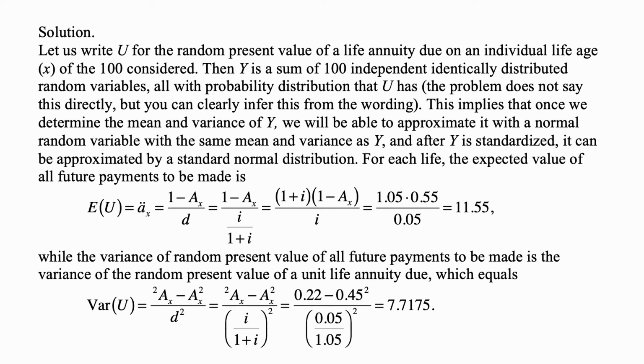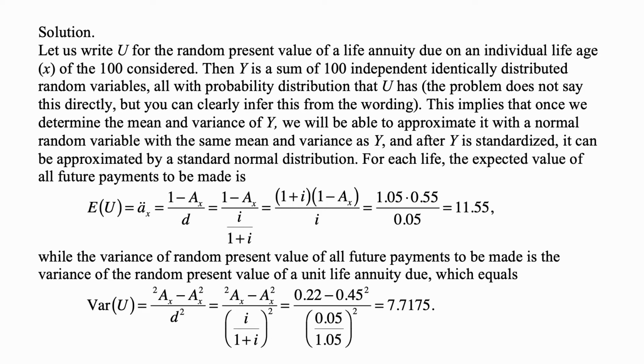And here's the solution. Let us write U for the random present value of a life annuity due on an individual life age X of the 100 considered. And Y is a sum of 100 independent, identically distributed random variables, all with the probability distribution that U has. That's basically what the problem says, although not directly, but you're supposed to infer this from the problem. This implies that once we determine the mean and variance of Y, we will be able to approximate it with a normal random variable with the same mean and variance as Y, because of the central limit theorem. And after Y is standardized, so that we subtract its mean and divide by its standard deviation, it can be approximated by a standard normal distribution.